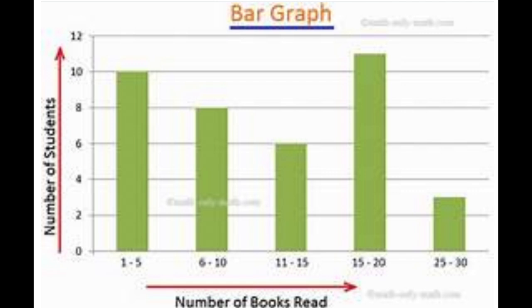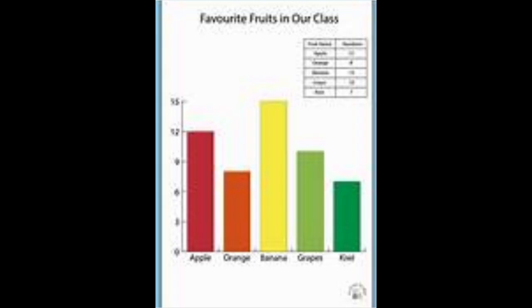But if you look at students who read 15 to 20 books, it looks like there's 11 students who did that. We have favorite fruits in the class. And so you can see the tally table up on the upper right hand side there. And you can see the number of kids that like the fruits on the y-axis.